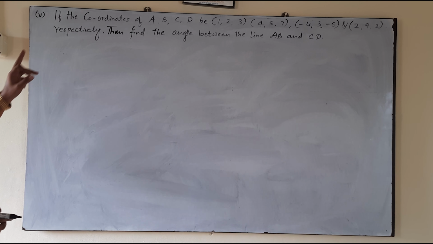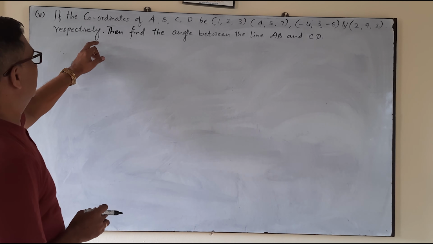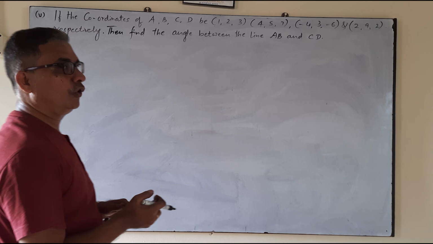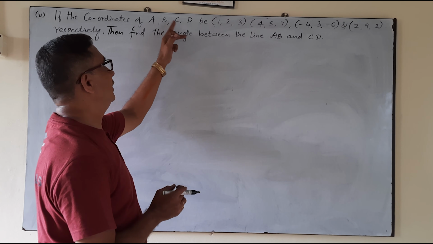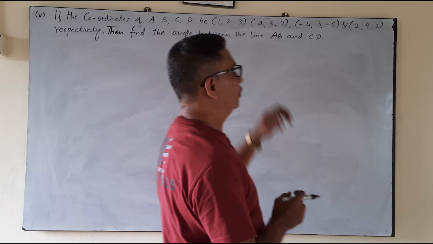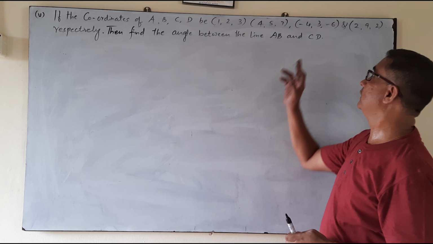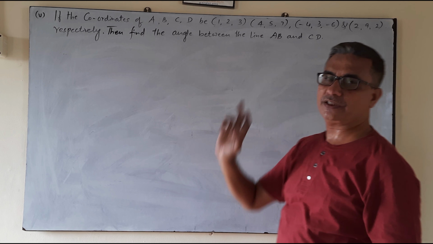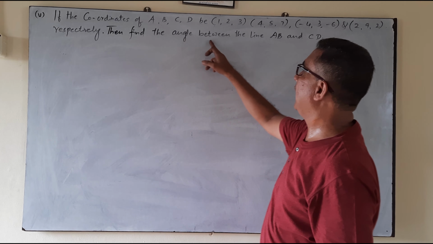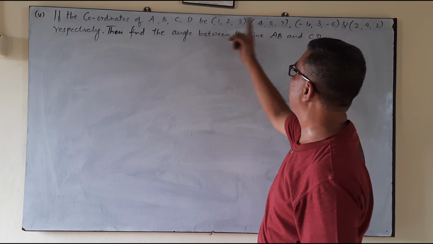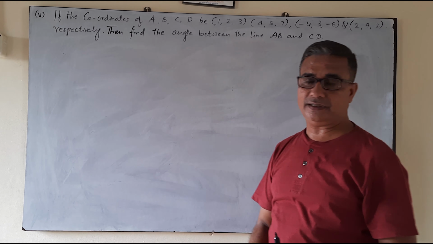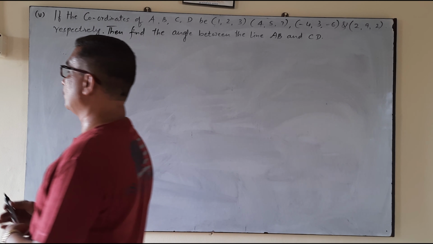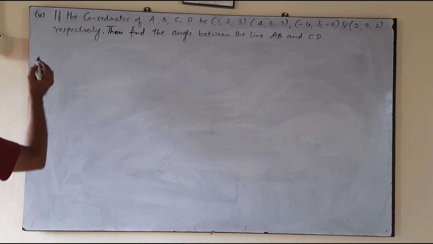Okay. Next problem. If the coordinates of 4 points A, B, C, D are 1, 2, 3, 4, 5, 7, minus 4, 3, minus 6 and 2, 9, 2 respectively, then find the angle between the line AB and the line CD. In the previous problem, points, so same type.